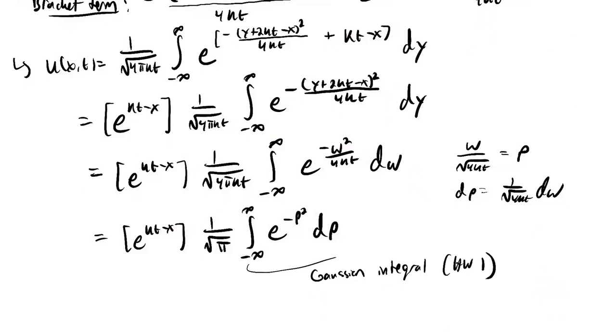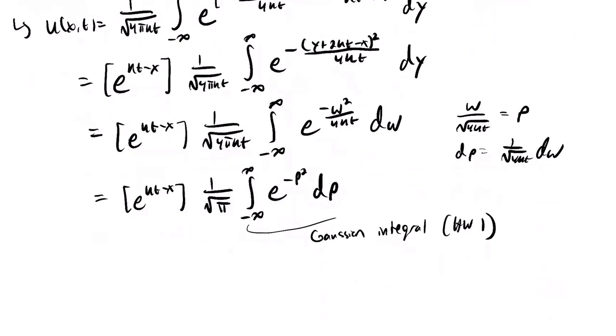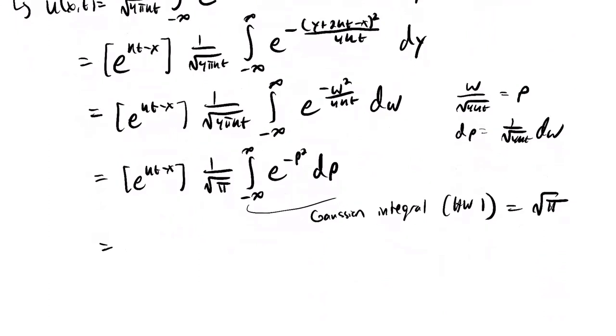In homework 1, I think we had p squared divided by 2. But if you do another substitution, you can bring it into this form, and you can check that this is equal to the square root of pi. And so the square root of pi cancels out with the 1 over square root of pi, and I just end up with this extra term, e to the kt minus x, and this is my solution.